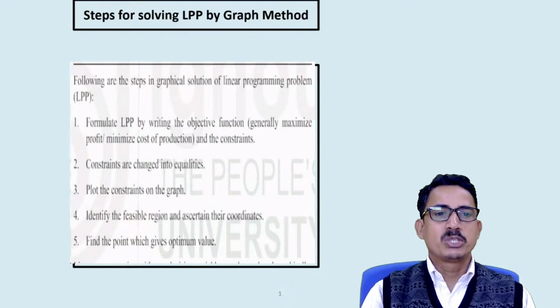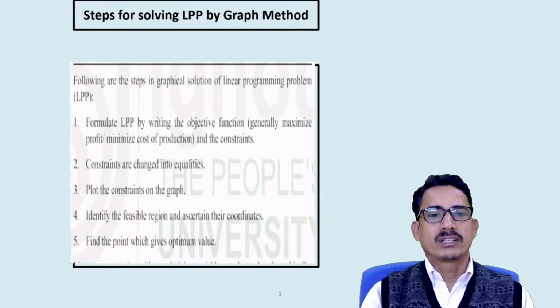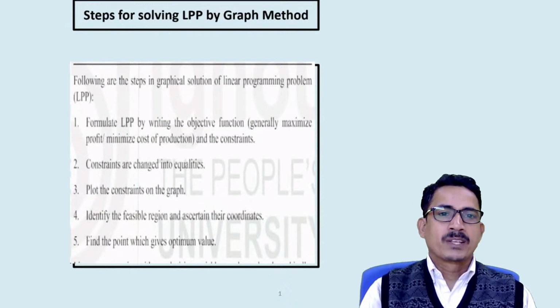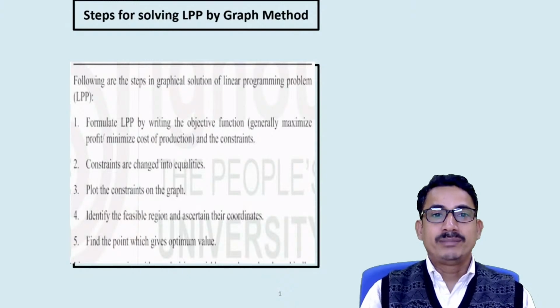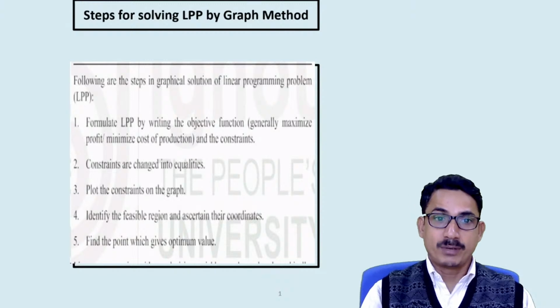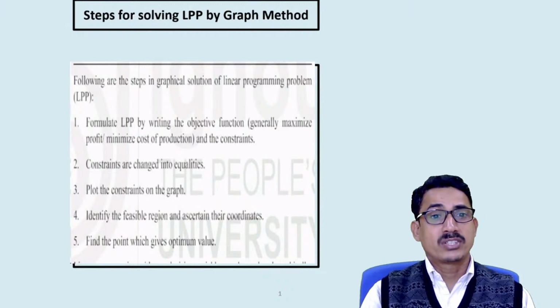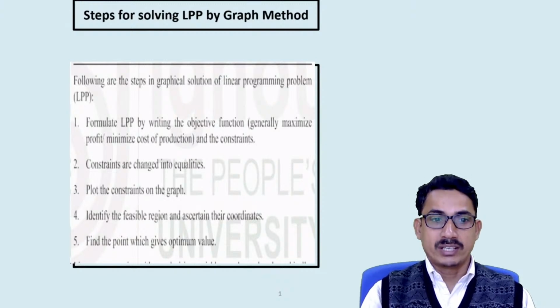Graph methods, it is very sure that we are going to take two variables. If two variables exist, let us see how the graph method can be used. First of all, you have to check whether it is an LPP or not. How to know? If three things exist, like the objective function is given, subject to constraints are given, and non-negative constraints are given, then you can understand it is an LPP.